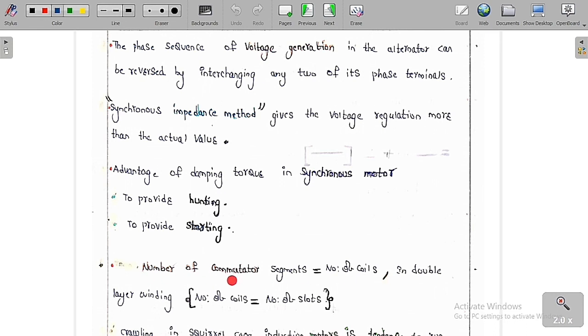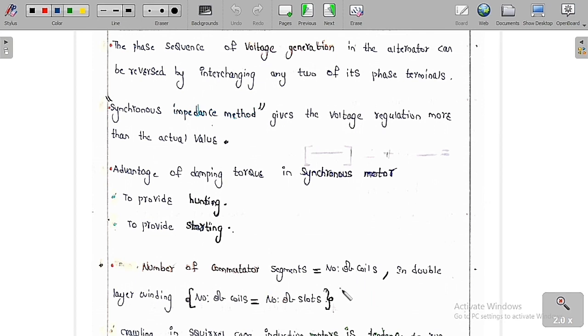The number of commutator segments is equal to the number of coils on the armature irrespective of the type of winding, whether it is a lap winding, a wave winding, a progressive winding, or a retrogressive winding. Irrespective of the type of winding on the armature, the number of commutator segments is always equal to the number of coils. I have already told you this in a double layer winding.